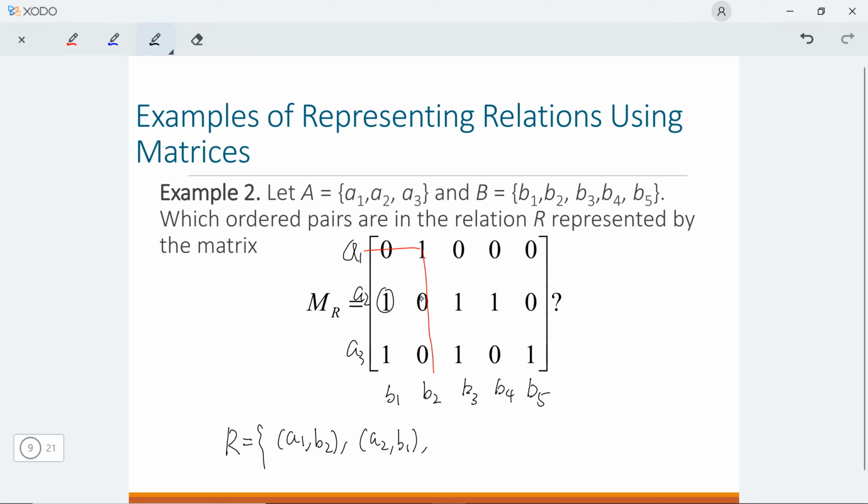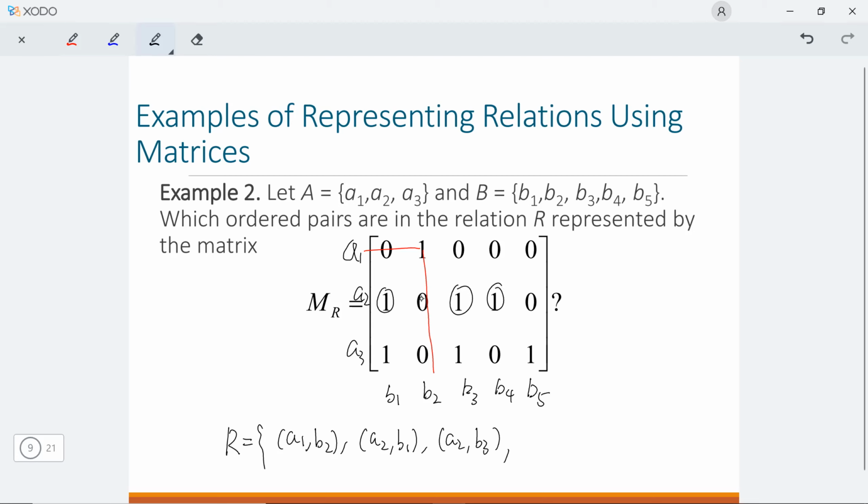And then the next thing, we have 1 here in our second row. This is still about A2. Now what is the column? This is the third column, so that means this is for our element B3. So now we have A2, B3. This position also has 1 in our matrix, so that means A2, B3 should also be in our relation.